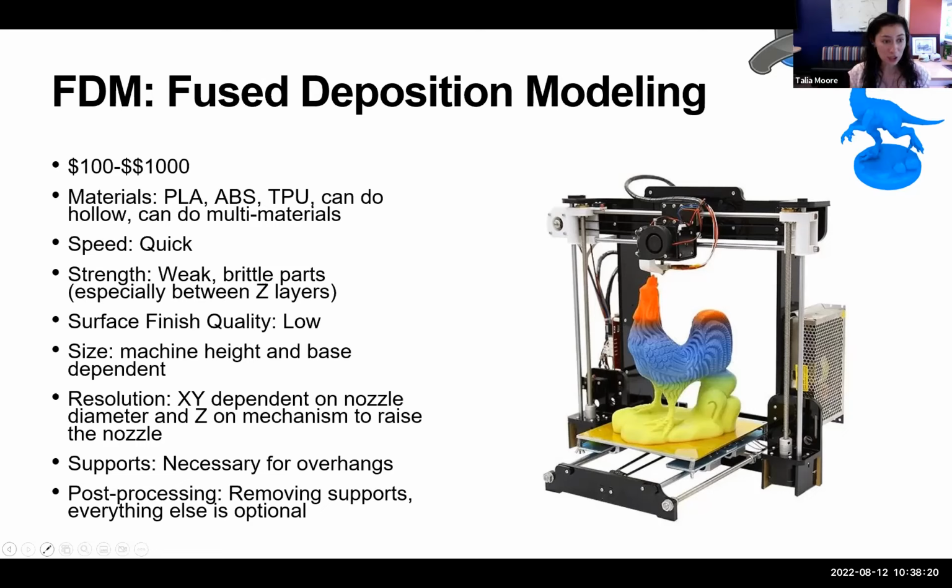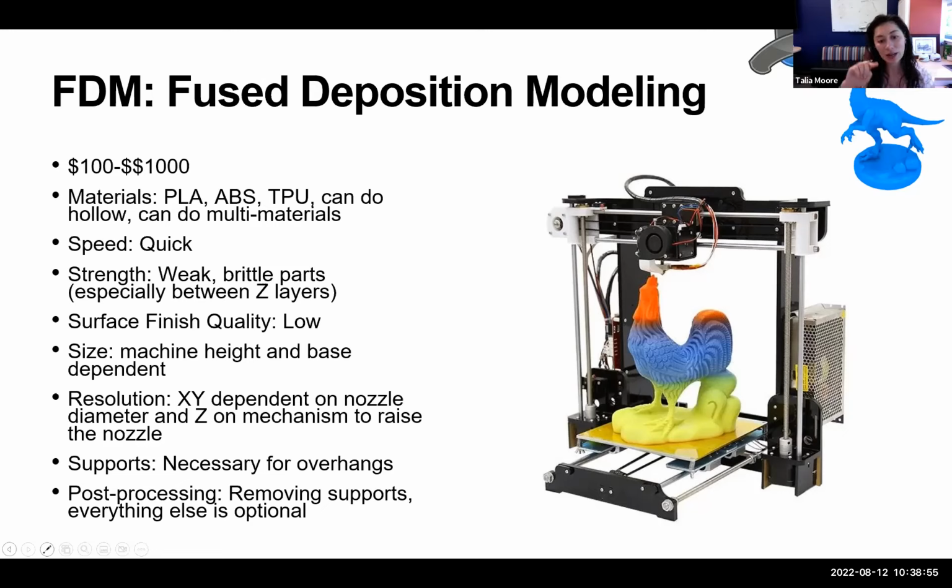This can be really, really cheap, and there are multiple materials that you can use. So PLA, ABS, you can do lots of different types of material properties, some being flexible, some being dissolvable. There are also some printers out there where you can print with multiple materials at the same time, which is really cool. This is moderately quick, but the problem is that you're going to have some weak and brittle parts, especially between the Z layers.